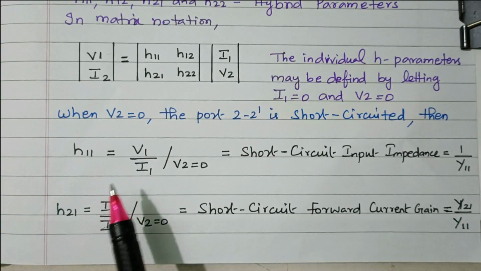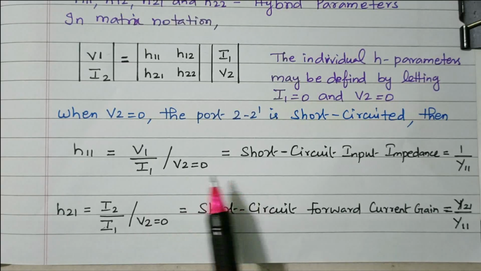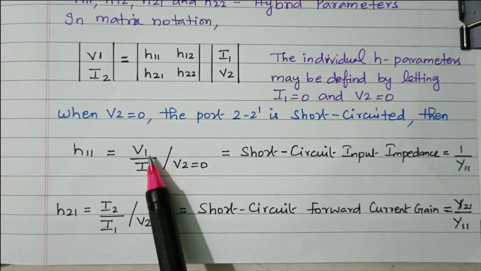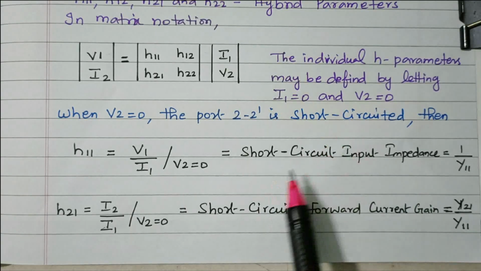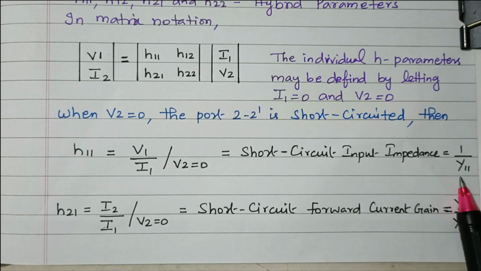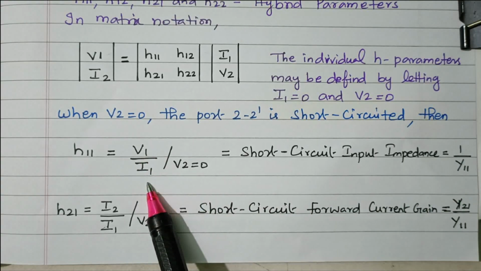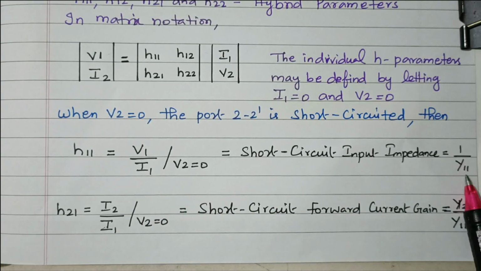So H11, what we calculated, is V1 by I1 by making V2 equal to 0. V by I is nothing but impedance, with V1 and I1 at the input port. So it is the input impedance, where we make the short circuit. So it is the short circuit input impedance. That is nothing but 1 by Y11. Right, so I1 by V1 is Y11. Here V1 by I1 is there, so it can be written as 1 by Y11.